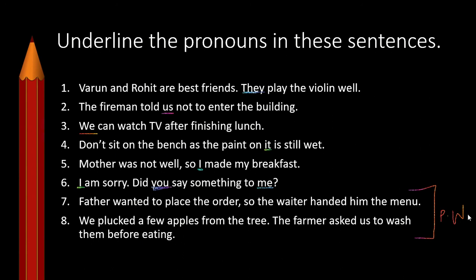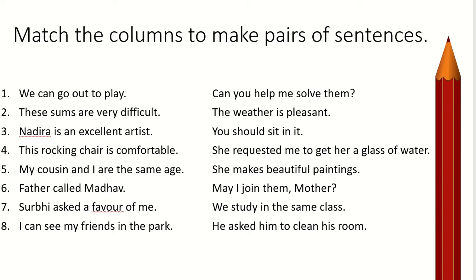Now, moving on to the second part. Match the columns to make pair of sentences. Fine. This is quite easy. We can go out to play. Okay. We can go out to play. The weather is pleasant. Fine. Okay. These sums are very difficult. Can you help me solve them?